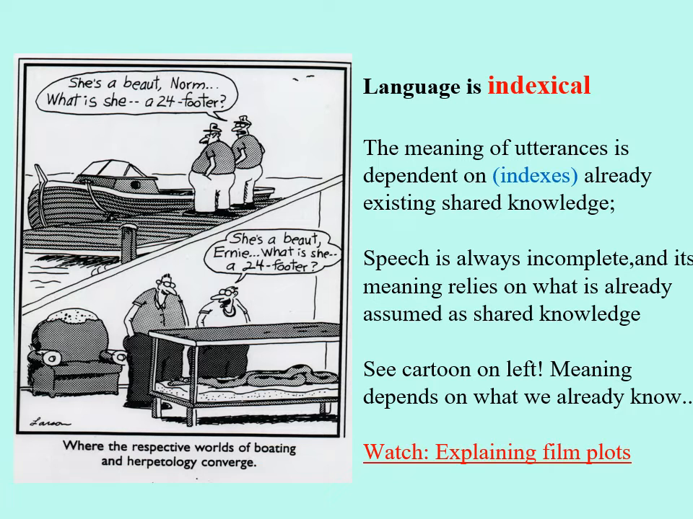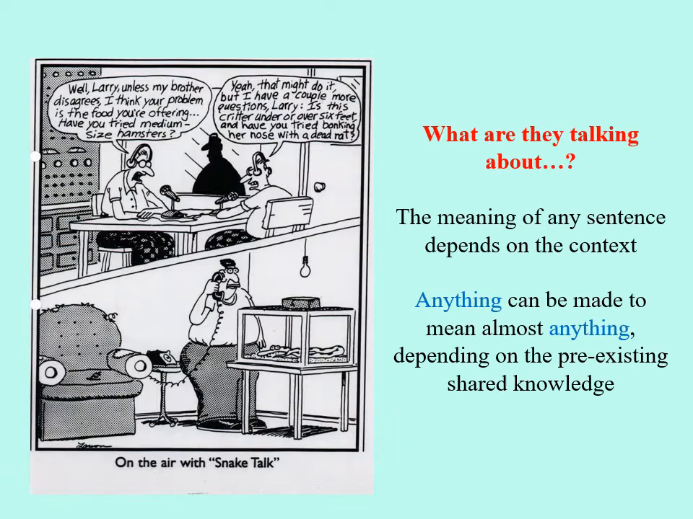If you are looking at a boat, then they are talking about the boat. But if you are looking at herpetology, people who fancy snakes, then they are going to talk about their pet animals. The meaning of the sentence is not complete. Part of the meaning comes from the already understood and pre-existing shared knowledge. You see an illustration of this in the YouTube link at the bottom of the cartoon, illustrating how people explain plots of films already capitalizing on shared knowledge.